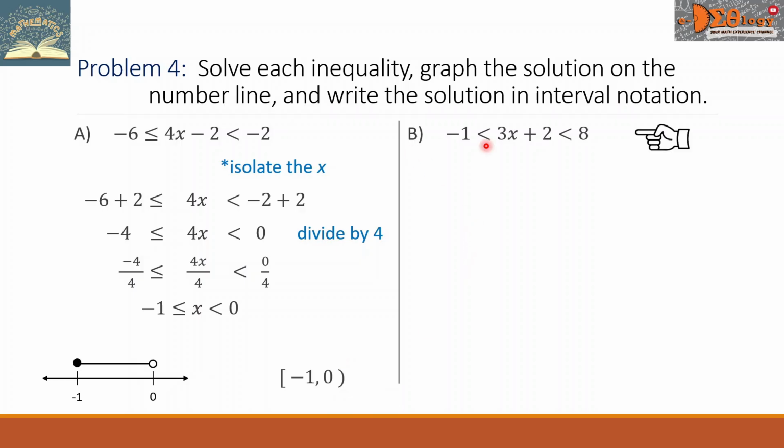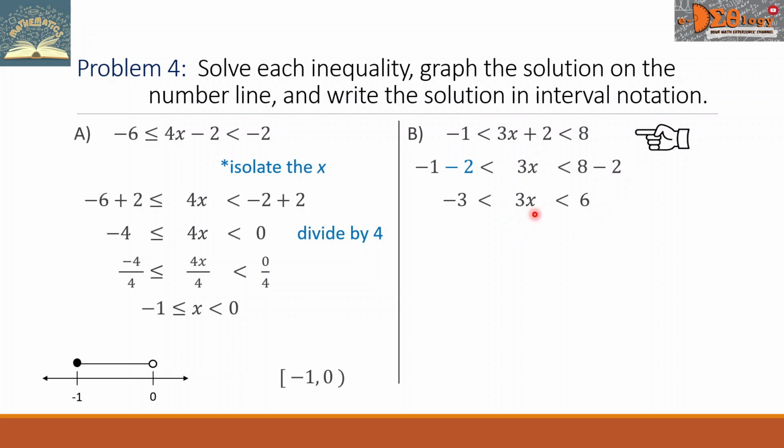Letter B. Negative 1 is less than 3x plus 2 is less than 8. We transpose the positive 2 to the right side and to the left side. So the middle becomes 3x. On the left side, we have now negative 1 minus 2. For the right side, 8 minus 2. Let us now simplify. The left side is negative 3. The right side is positive 6.